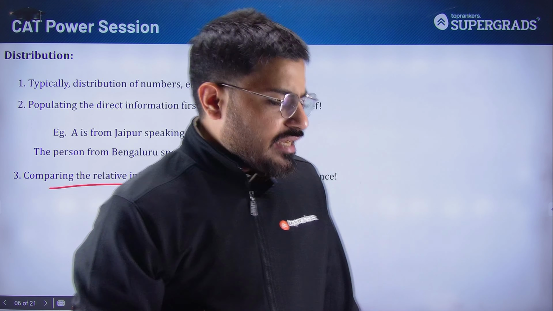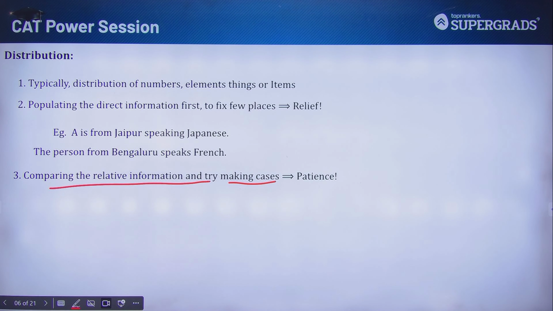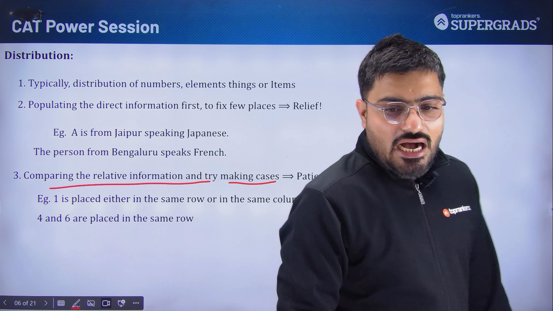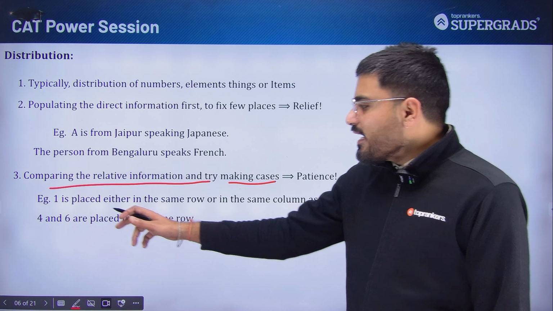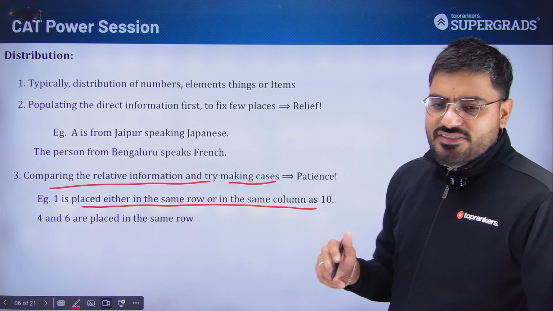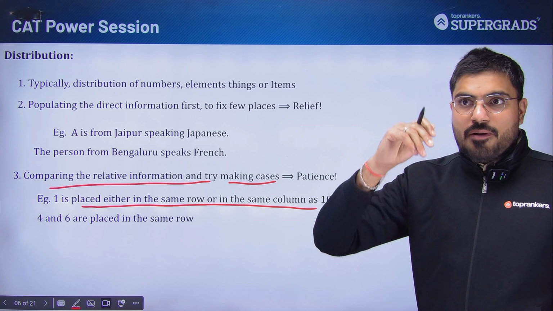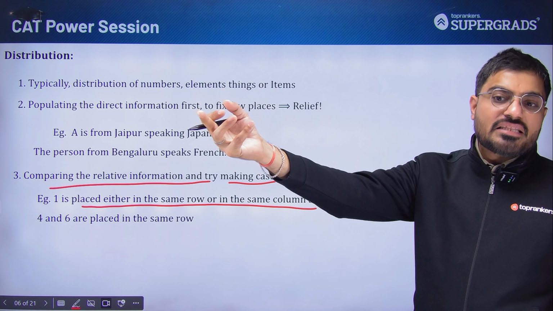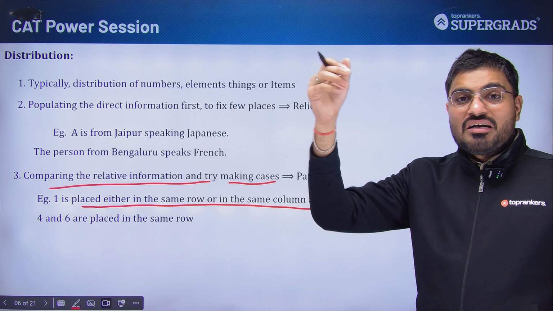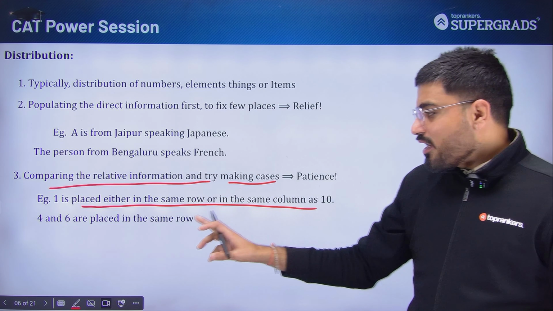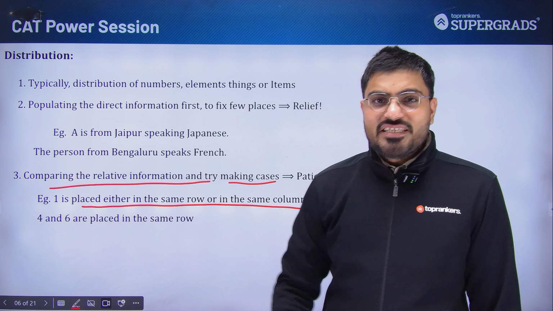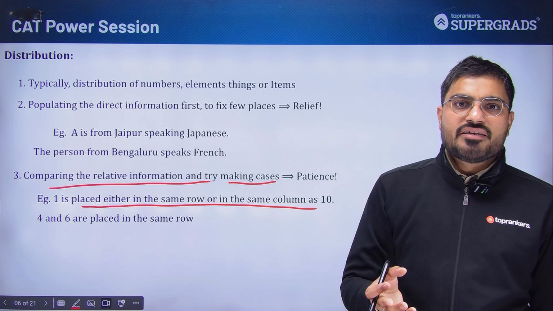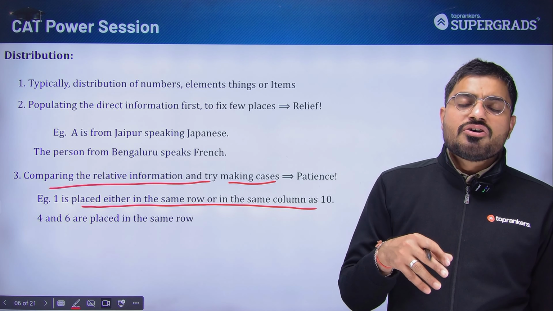Let's have a look. What type of information is called comparative information? One is placed either in the same row or in the same column as 10. It means they are not telling you directly. They are just relating it with 10, that wherever 10 will come. So right now I don't know where 10 will come, and the positioning of 1 depends on it. Since 1 is dependent on 10, 4 and 6 are placed in the same row, so they are dependent on each other. Wherever 4 comes, 6 comes in the same row. The specific places are not designated, but they are dependent on each other. Hence, we try and make cases.